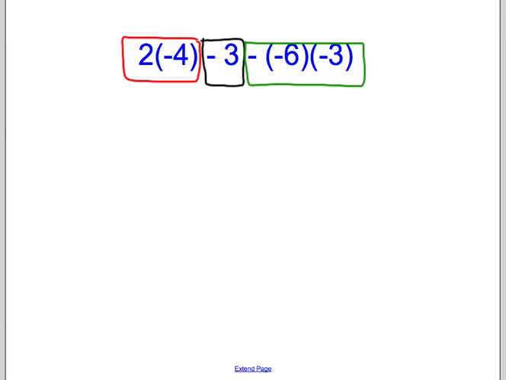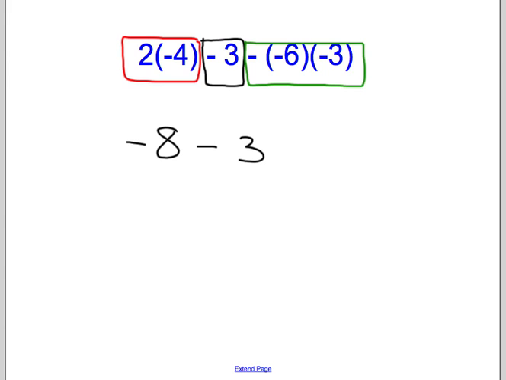2 times negative 4. Class? 2 times negative 4 is negative 8. Learned that one yesterday. So that's negative 8. There isn't anything I can simplify here. Negative 3 is negative 3. And then wouldn't you times it? So make that negative 3.